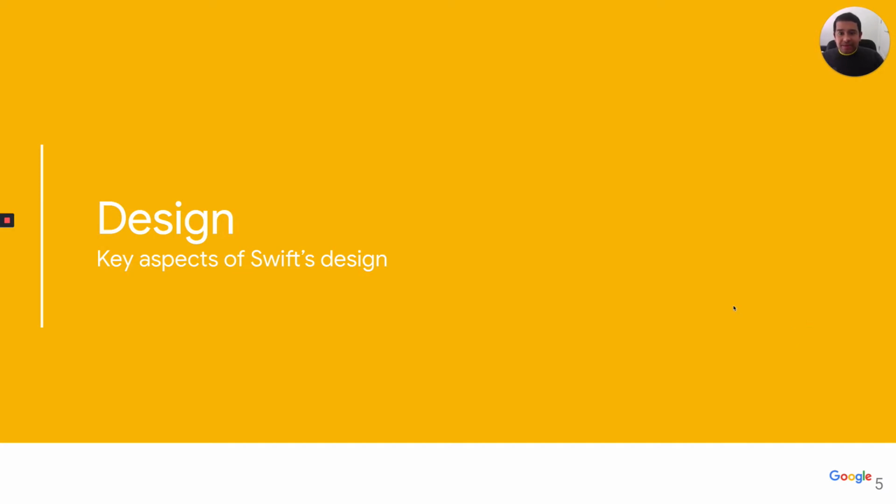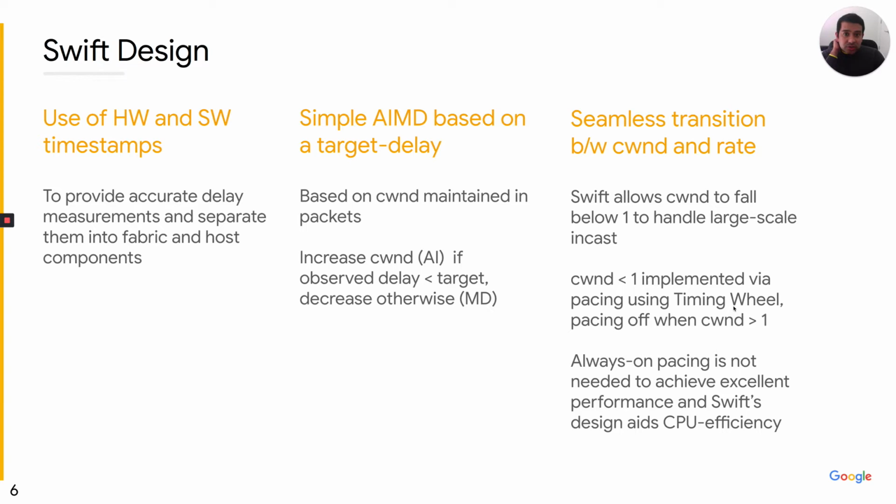Let me briefly summarize some of the key aspects of Swift's design. We present the detailed design in the paper. I'm going to highlight some of the key aspects, and I'm going to talk in a bit more detail about one of the aspects, that of how Swift handles fabric and endpoint congestion separately. Swift uses both hardware and software timestamps not just to measure the delay accurately, but to also be able to decompose it. The details of how we do timestamping, what the packet header changes are that are needed, how we measure the delays, and how we decompose them are all in the paper.